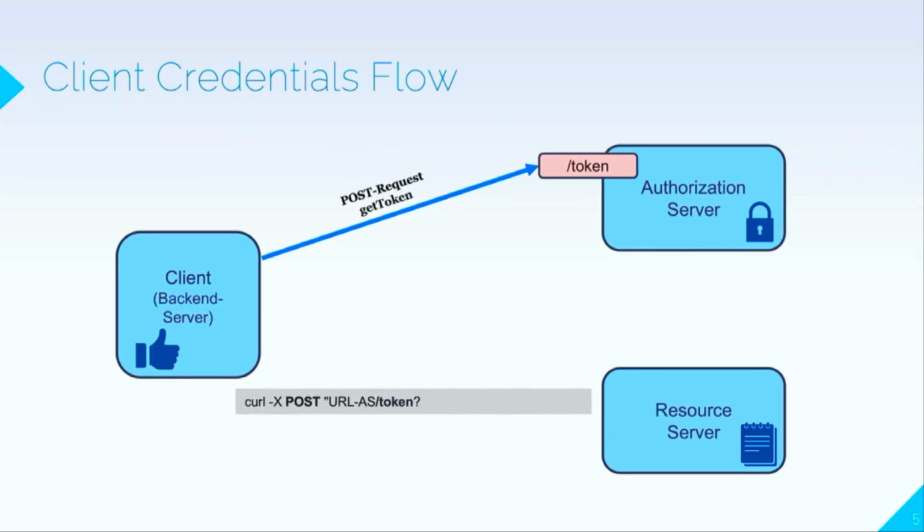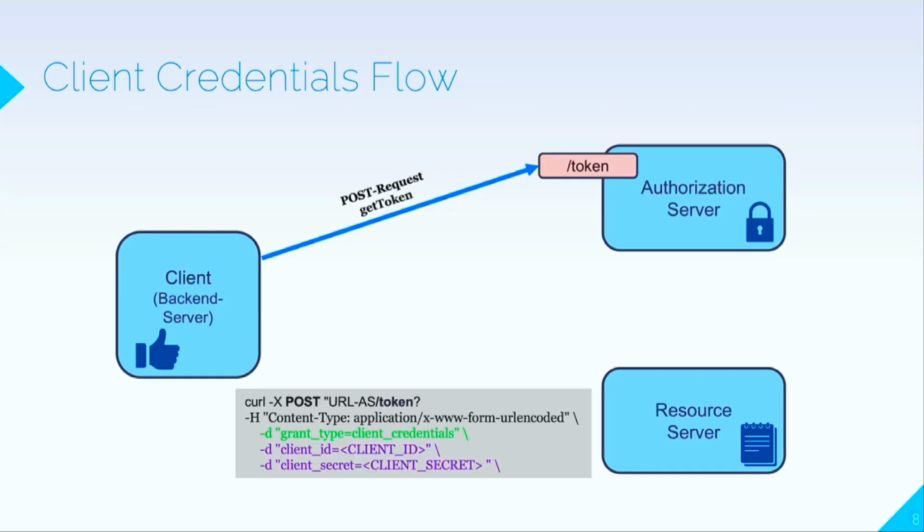Here is how the curl command looks. The client sends a POST request to the token endpoint. Content type is set to URL encoded form data. The grant type is set to client credentials, indicating the use of this flow. Client credentials such as client ID and the client secret are provided for authentication. Optionally, scopes can be included for fine-grained access.